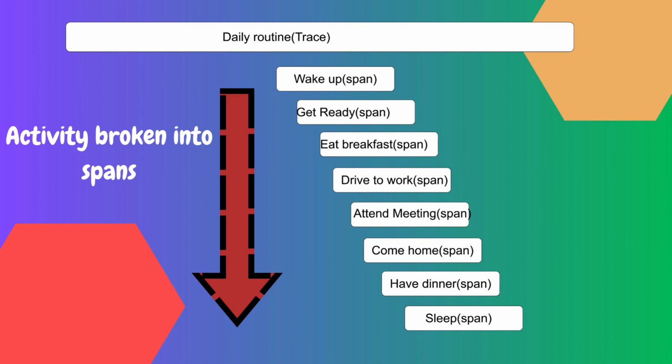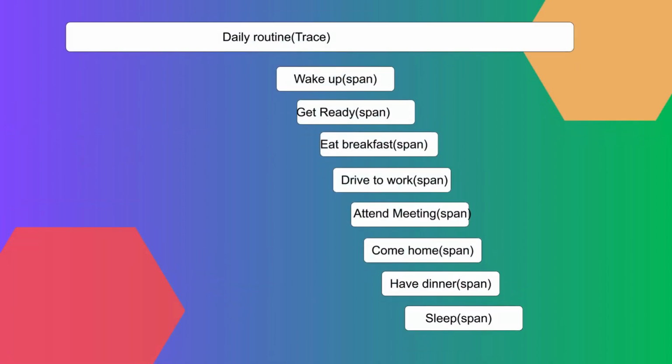Okay, so the activity is broken into steps. Wake up: alarm rings, brushing teeth. Breakfast: preparing and eating breakfast. Drive to work: starting the car, navigating traffic, and reaching the office. Lunch: ordering and eating food. Meetings: joining calls or in-person discussion. Drive back home: navigating traffic again. Dinner: cooking or ordering food, and eating. So, each activity, wake up, breakfast, or drive, is a span representing a specific part of your day. Spans provide detailed insights into the traces.